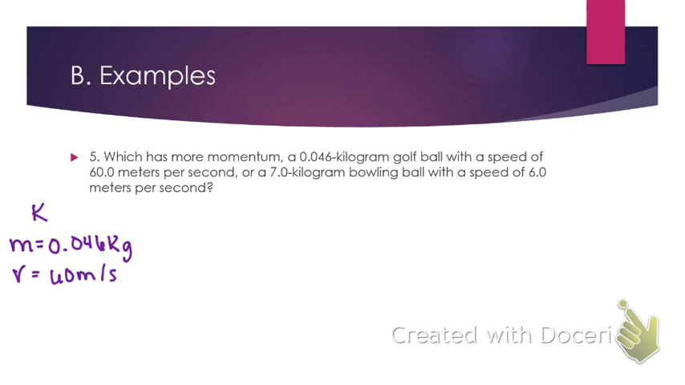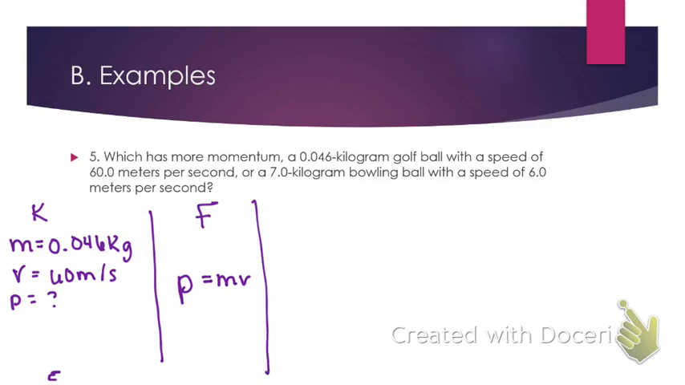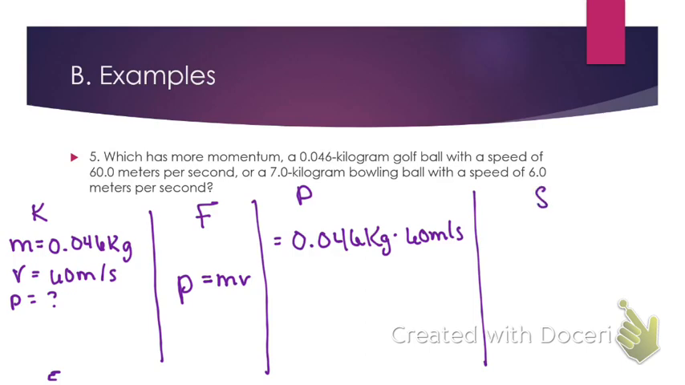And we want to know which of the two objects has more momentum, so in this particular problem, my P, my momentum, is what I do not know. My formula, I can substitute that in for both parts of this problem, and that is momentum is equal to our mass times our velocity. You can go ahead and plug in. We're going to plug in our mass of 0.046 kilograms. Don't forget that unit. And our velocity is 60 meters per second. And then solve. I'm going to set up the other problem, and then we can talk about answers here in a second.